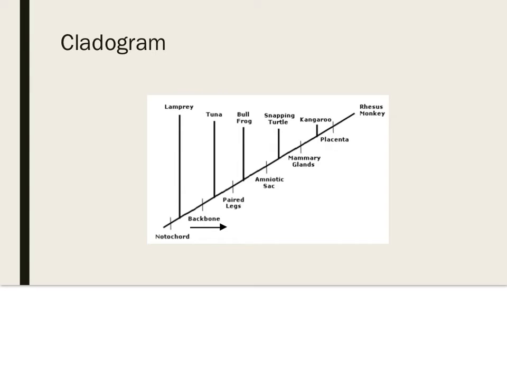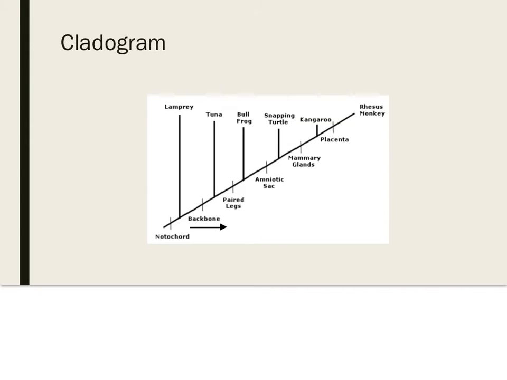Okay, and then another trait is paired legs. Paired legs is a trait that appeared before the bullfrog. Okay, so the bullfrog and all of these organisms would have paired legs. Okay, would the tuna and the lamprey have paired legs? No. All right, because this is over time. Paired legs appeared here right before the appearance of bullfrogs.